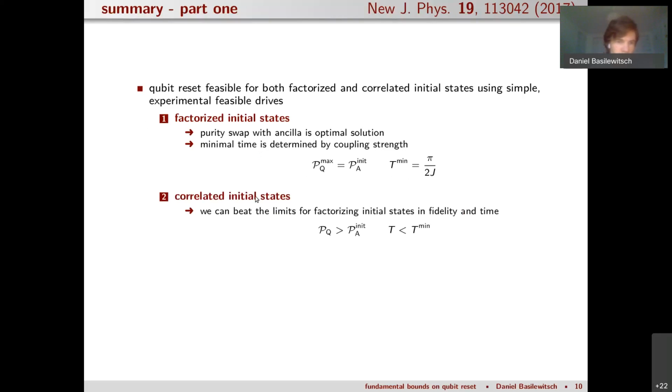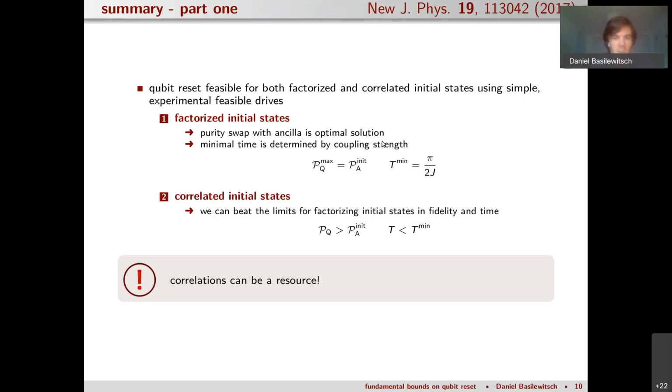And what I also showed you is that if you have a correlated initial state, then you are able to reach purities or ground state populations that are beyond the initial purity or ground state population of the ancilla, and that also in time faster than what you have for factorizing initial states. So correlations are really a resource here for the reset protocol. Are there any questions so far?